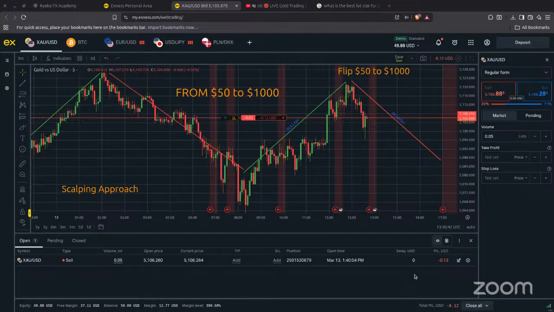You have to be patient, very patient. And please, even a lot size of 0.05, 5%, it's very risky. Very risky.